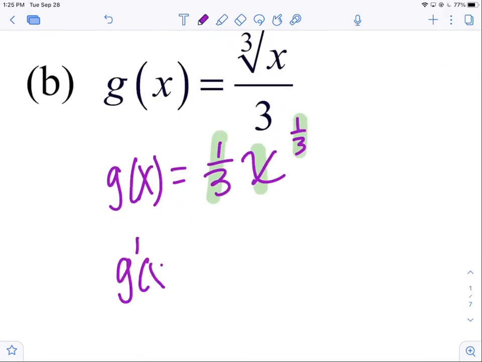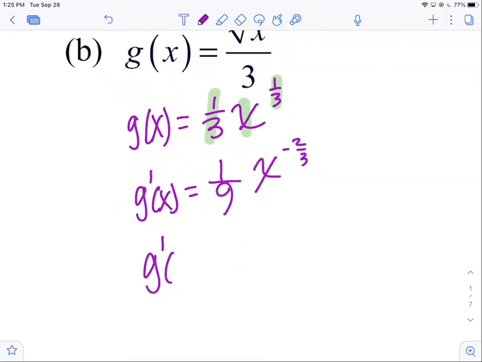G prime of x then. Don't forget the left side. Multiply, then subtract. Multiply, and then subtract. What's 1/3 times 1/3? 1/9 times x to the 1/3 minus 1. Well, 1 is the same as 3/3, right? So 1/3 minus 3/3 is negative 2/3.